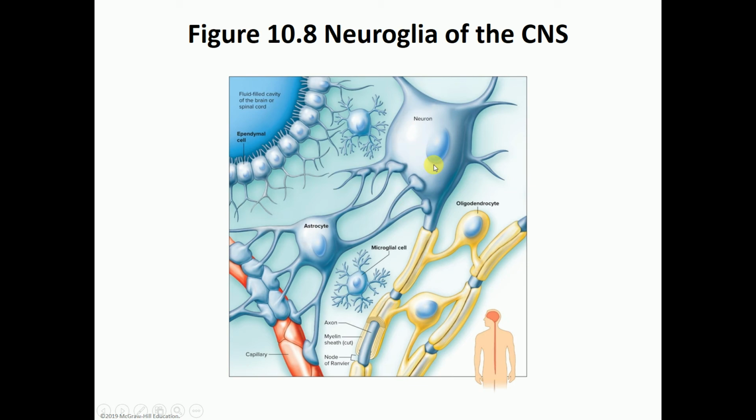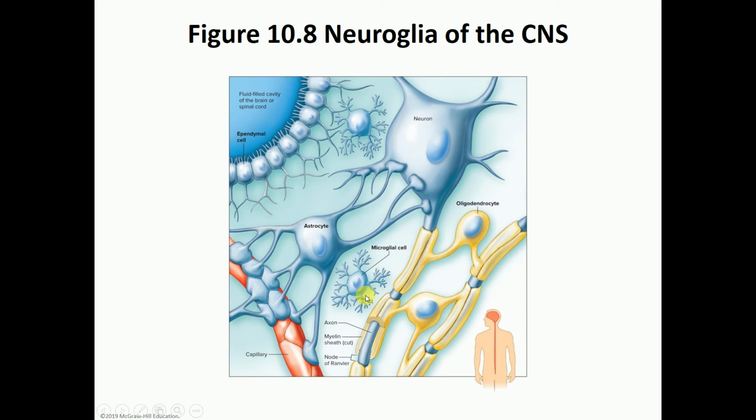So if you're giving a patient a medication and you want that medicine to affect the brain or spinal cord, well, it would have to be a kind of medication or a kind of drug that would cross the blood-brain barrier, because if it doesn't, it will have no effect on your neurons in the CNS.